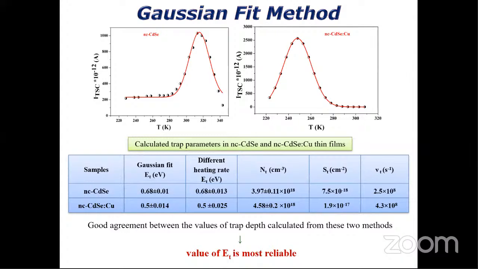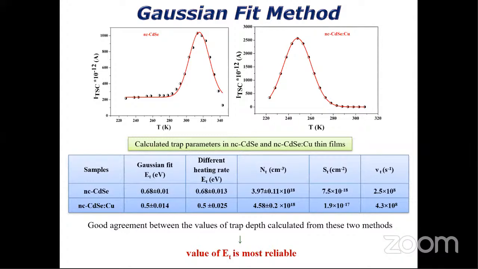The number of trapped states which we have calculated, we can see here, is increased when we are adding the copper inside. And then the capture cross section ST, which we have calculated, increases by approximately one order of magnitude.